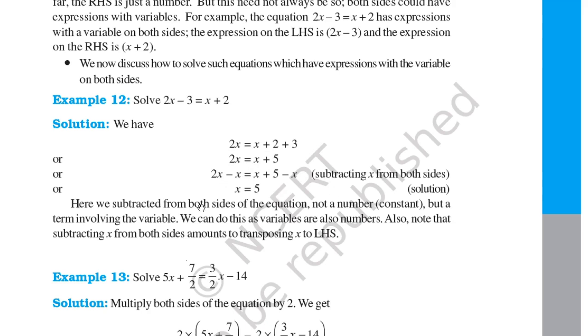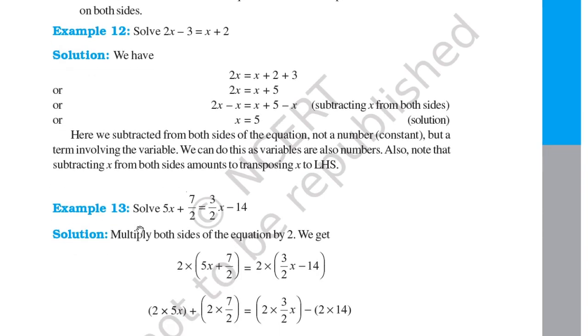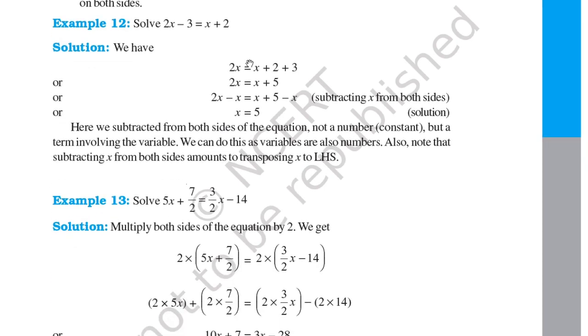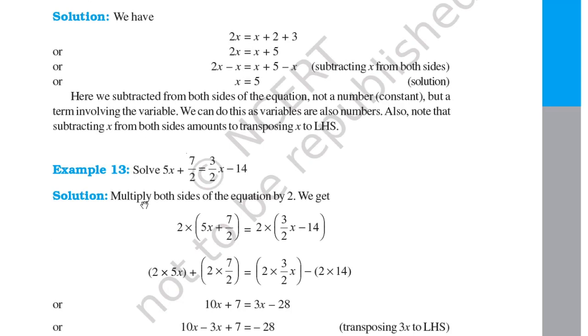So it was a very simple example. Here we subtracted from both sides of the equation not a constant number but the whole term involving the variable. We can do this as variables are also numbers. Also note that subtracting x from both sides amounts to transposing x to the LHS. So when we transpose it, we can also do it by subtracting x from both sides instead of transposing. Both are the same, you will get the same solution.